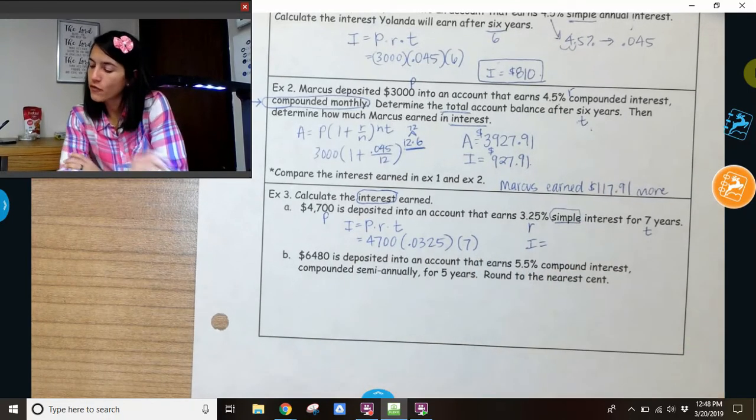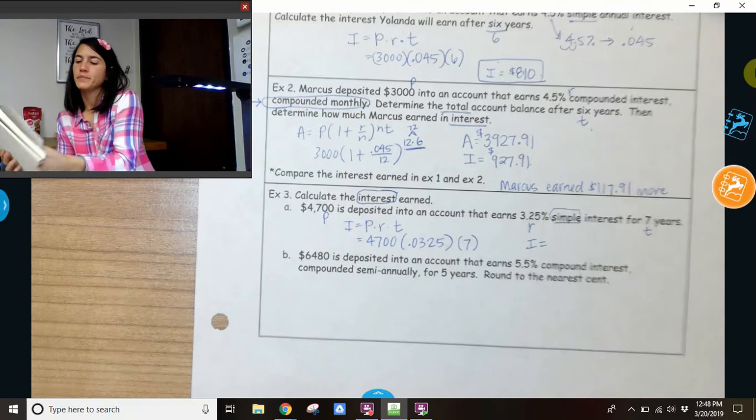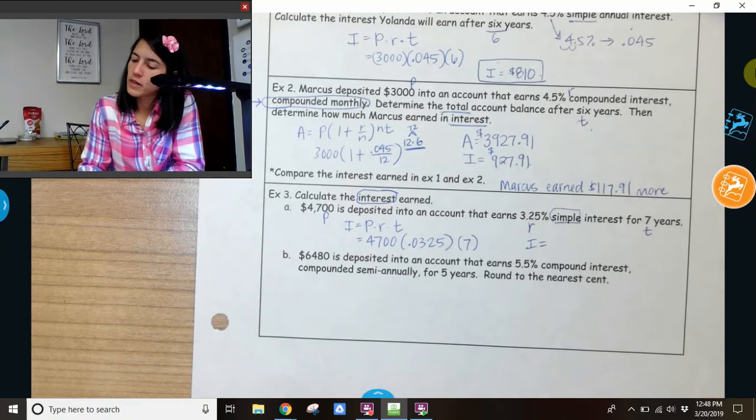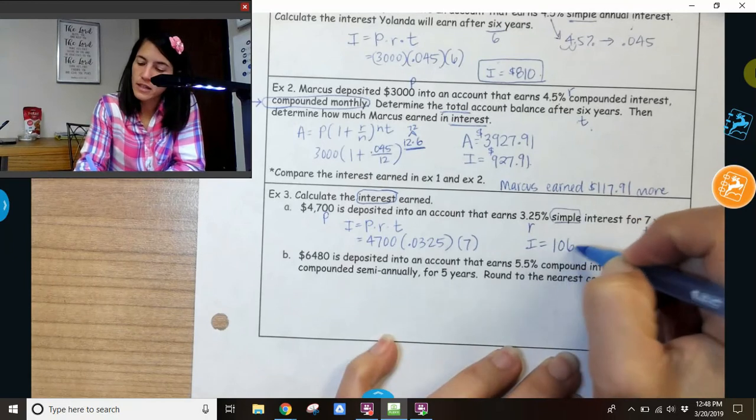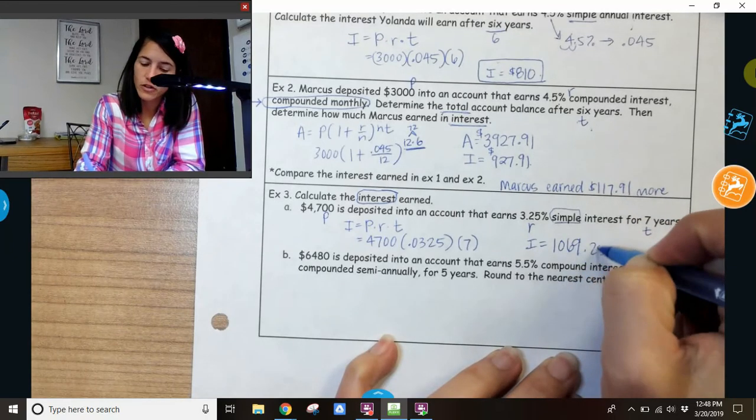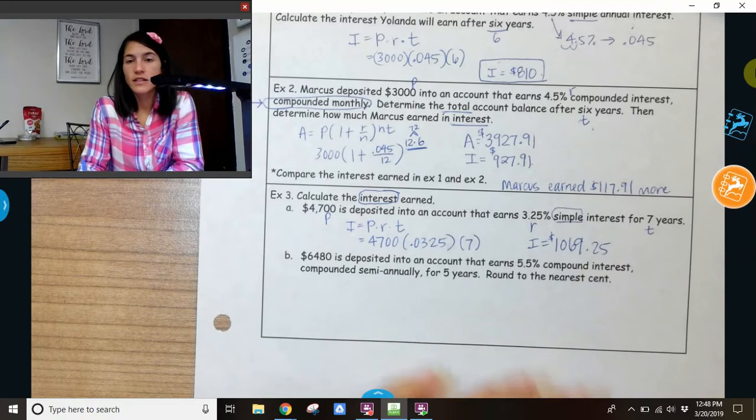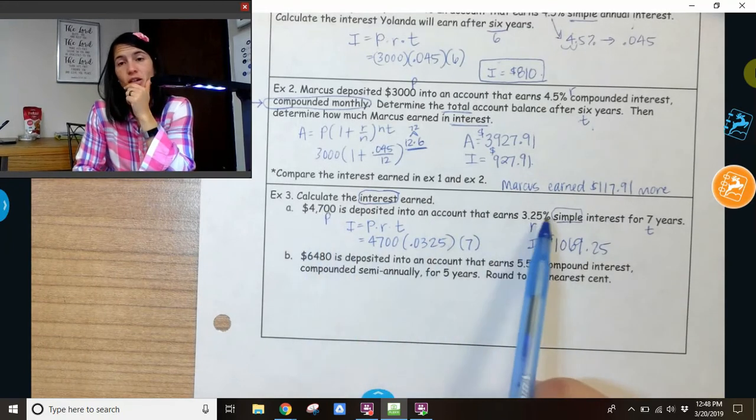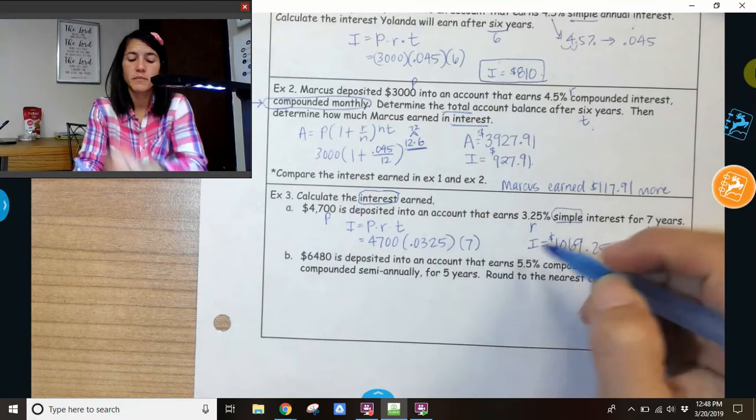My interest for this problem is, where's my interest? $1,069.25. So that's the amount of interest you would earn if you deposit $4,700 at simple interest for 7 years.